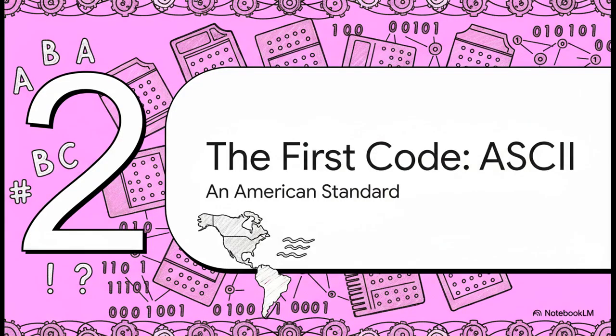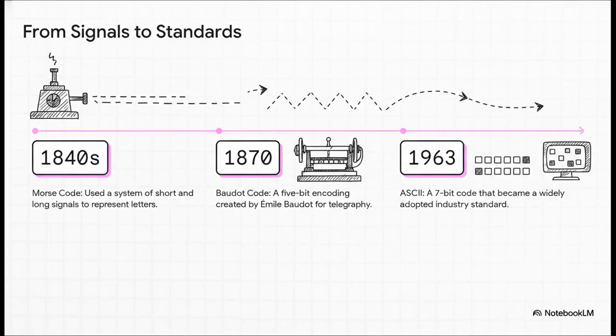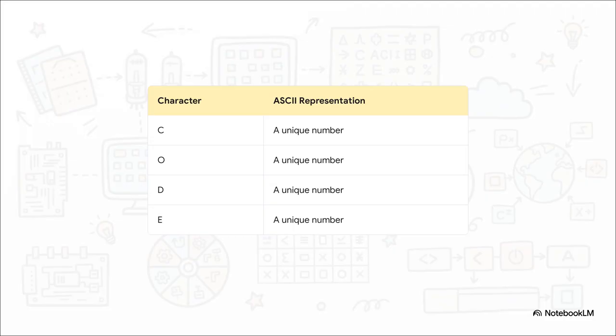Okay, so to figure out how we eventually fix this mess, we have to rewind. Let's go all the way back to the beginning, to the very first major attempt to create a standard for all of this, at least for the English language. Long before we even had computers, we were trying to solve this problem, turning letters into signals. You had Morse code with its dots and dashes, right? Then the Baudot code for telegraphs, which used a 5-bit system. But the real game changer, the one that set the stage for the digital age, dropped in 1963, and its name was ASCII.